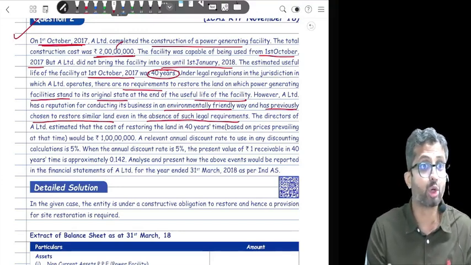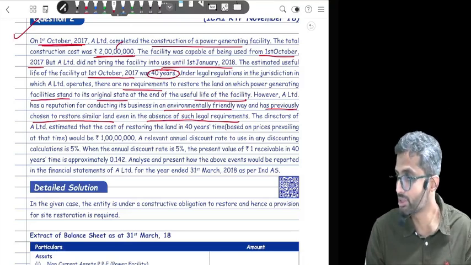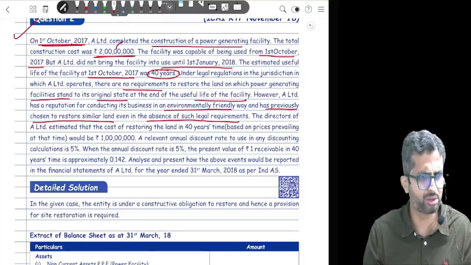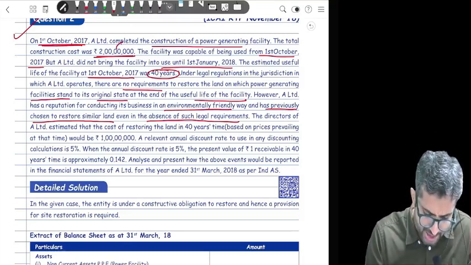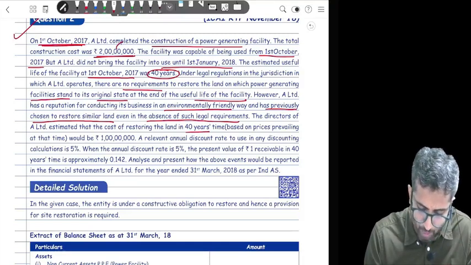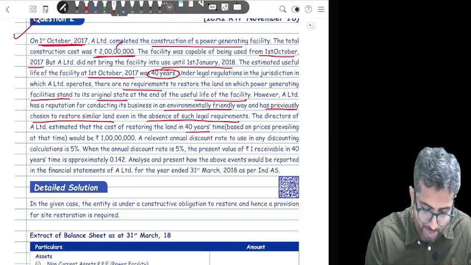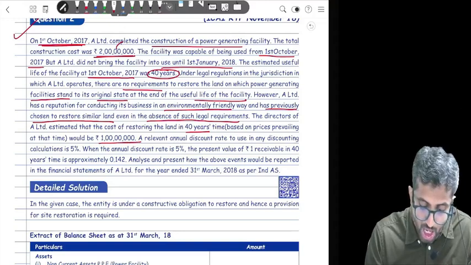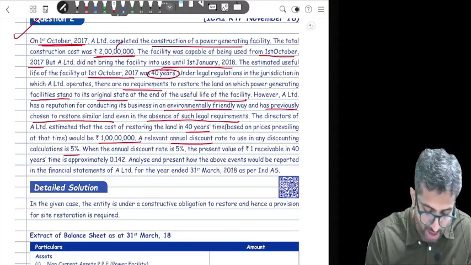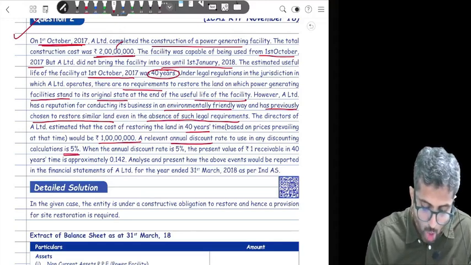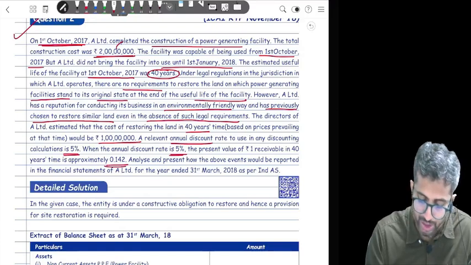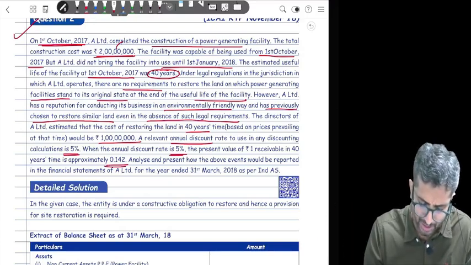In Ind AS, do you also create a provision for constructive obligations? Yes. So will we create a provision? The directors estimated that the cost of restoring the land in 40 years' time, based on prices prevailing then, would be 1 crore. A relevant annual discounting rate used in any discounting calculations is 5%. When the annual rate is 5%, the present value of 1 rupee receivable is 0.142. So you have been given the discount factor.